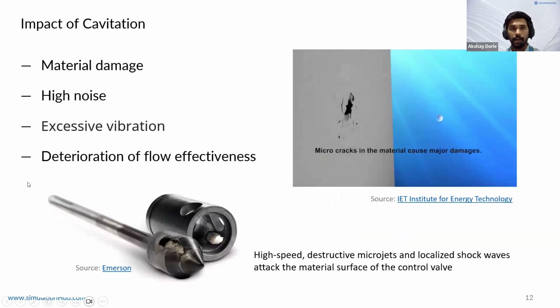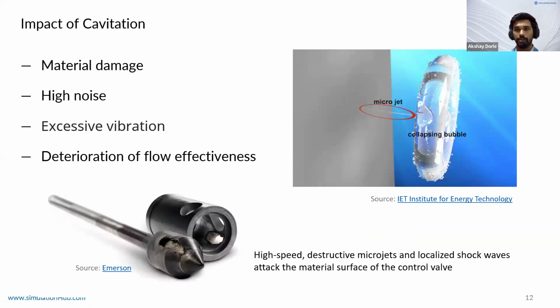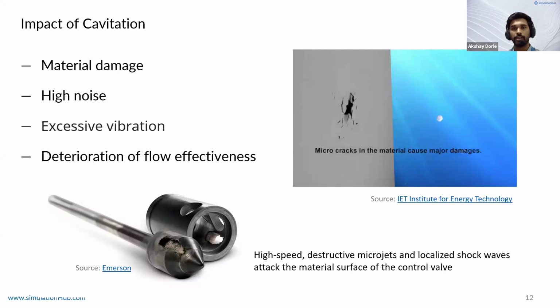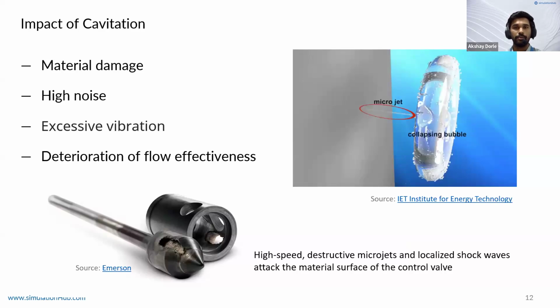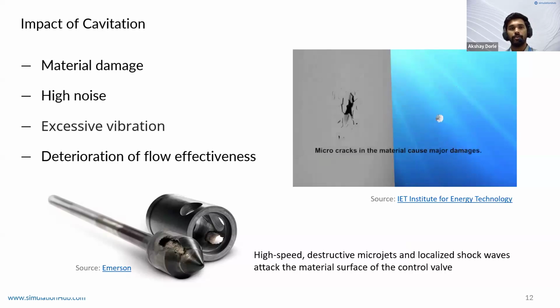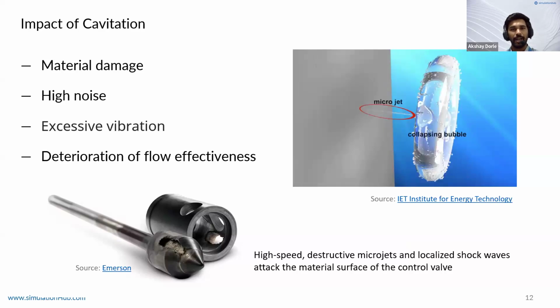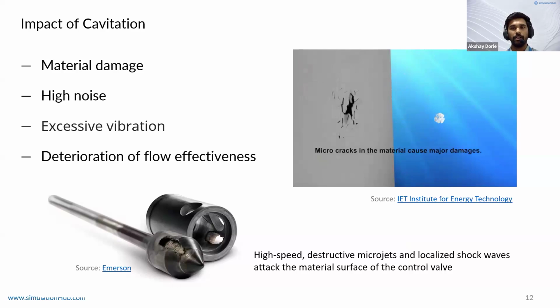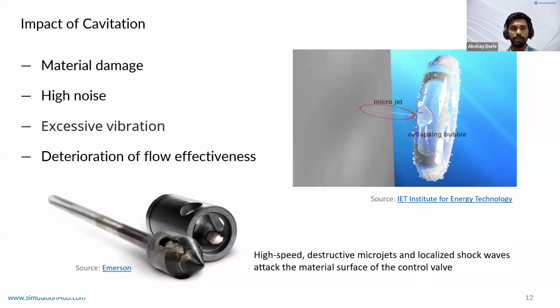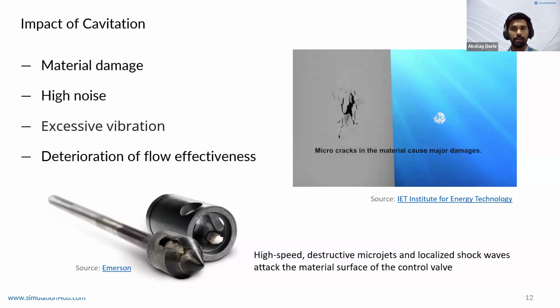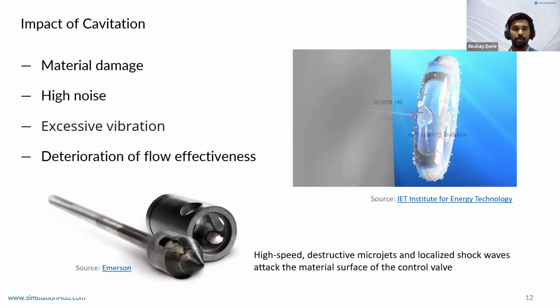So the impact of cavitation is it leads to material damage. High velocity jets, as you're seeing in this animation, the micro jets, they impact the internal surfaces and can cause a lot of damage. As the intensity of cavitation increases, there's a lot of noise generation, a lot of mechanical vibration, and it can really impact the flow effectiveness, meaning how your valve performs under such circumstances. It really impacts the valve performance.